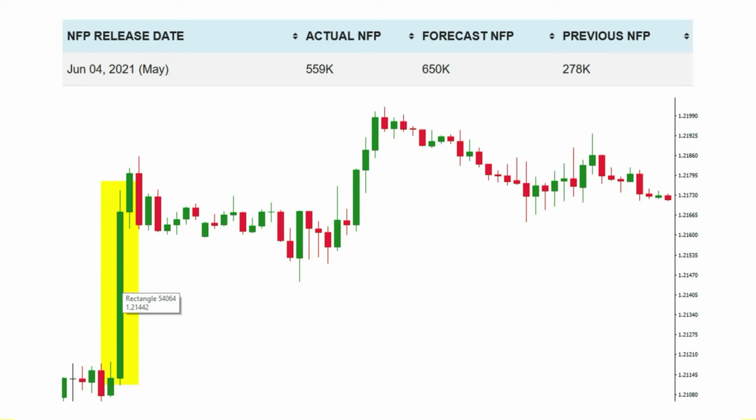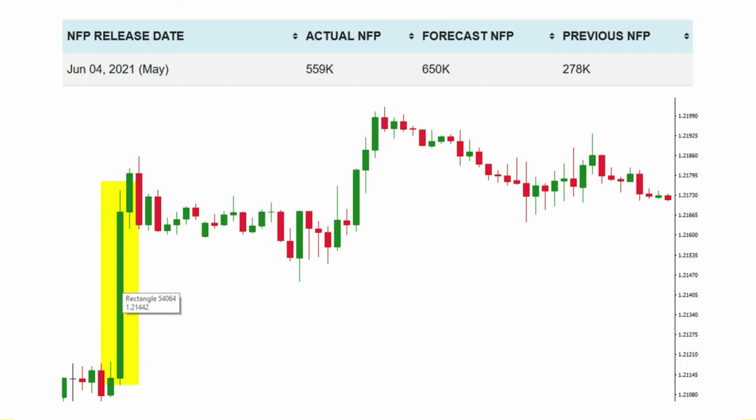However, on this picture, we have something different. June 4, 2021, May. Previous NFP report was 278K. Then we have an excellent forecast, and we had, as you can see, a very similar result, but it should be strength for the US dollar. However, we had a fall. We had a euro dollar bullish trend. And of course, NFP was slightly worse than expected, but in my opinion, it shouldn't be like this.